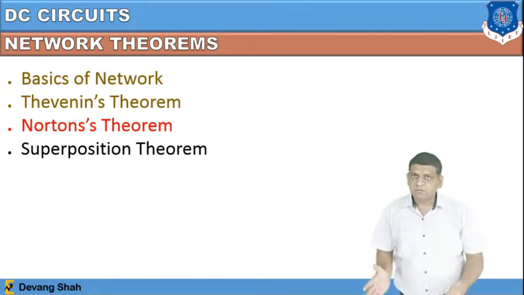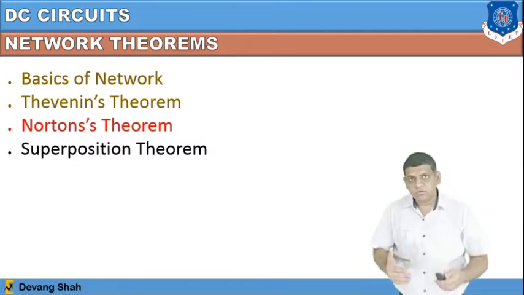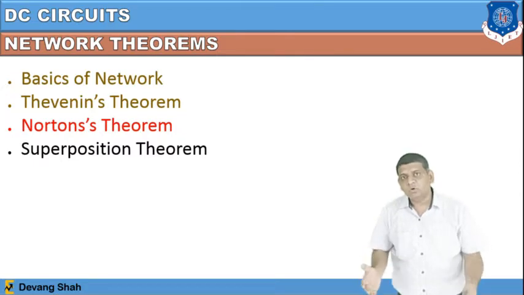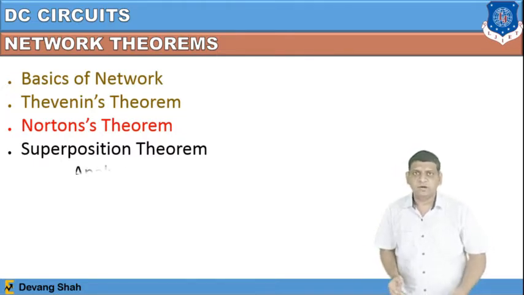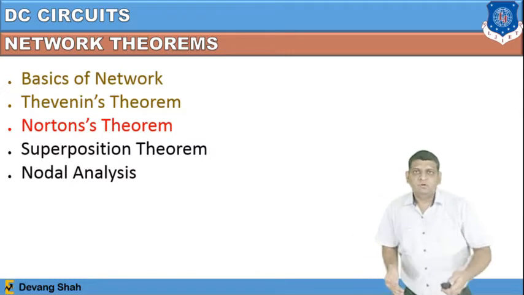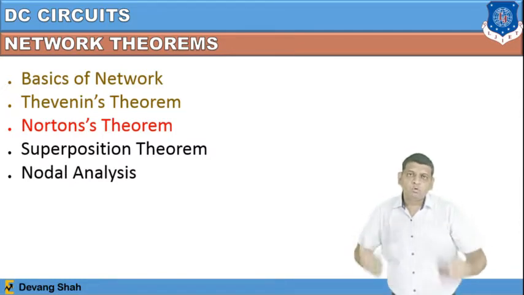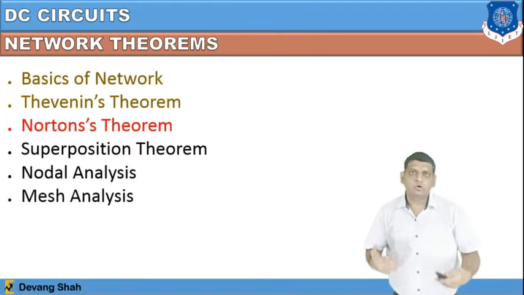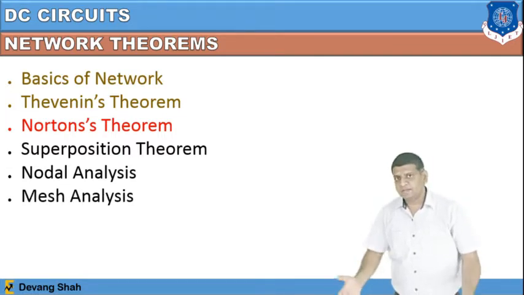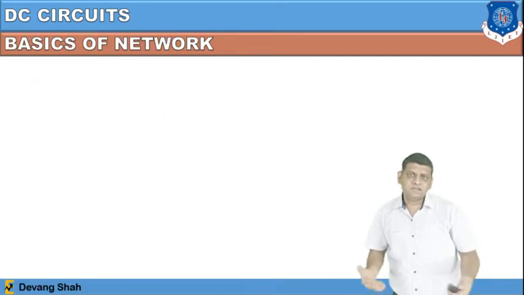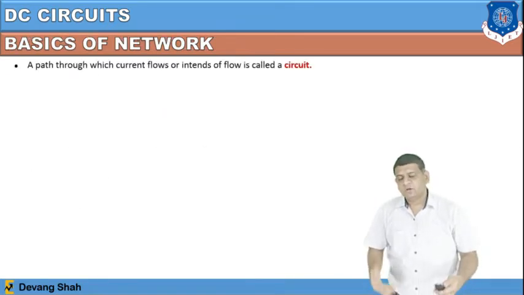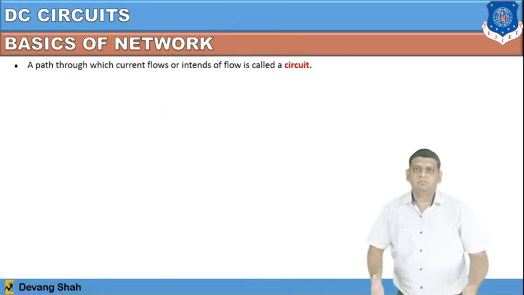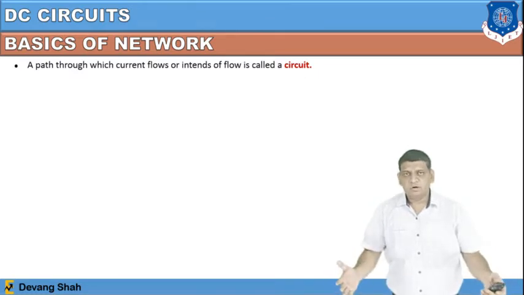The first part, Thevenin theorem, we already discussed. Now, in today's session, we are going to discuss Norton's theorem. Once we learn the circuit theorems, we have to go for circuit analysis. The two kinds of analysis we are going to learn are the nodal analysis and the mesh analysis. First, let's start with the basics of the network.